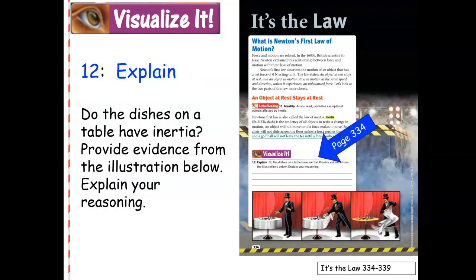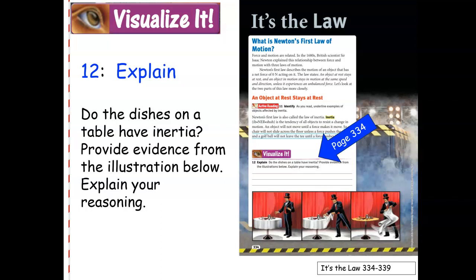The next one asks you to look at the magician at the bottom. It says, do the dishes on the table have inertia? So you have to remember inertia. It's going to stay at rest unless acted upon by a force, and it's going to stay in motion unless acted upon by a force. So do the dishes have force on them? Yes, they do. And so the dishes do have inertia.